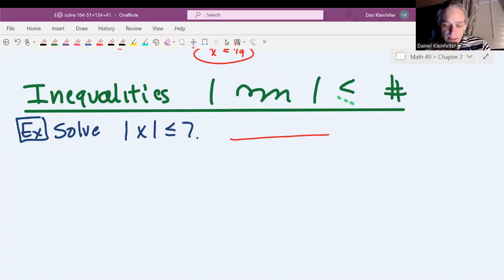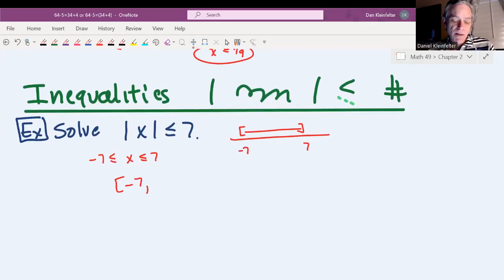So that says that the number we're looking for, its distance from 0 is no more than 7. That is, it's within 7 units of 0. So that means that x is greater than or equal to -7 and less than or equal to 7. In interval notation, that's the interval from -7 to 7.